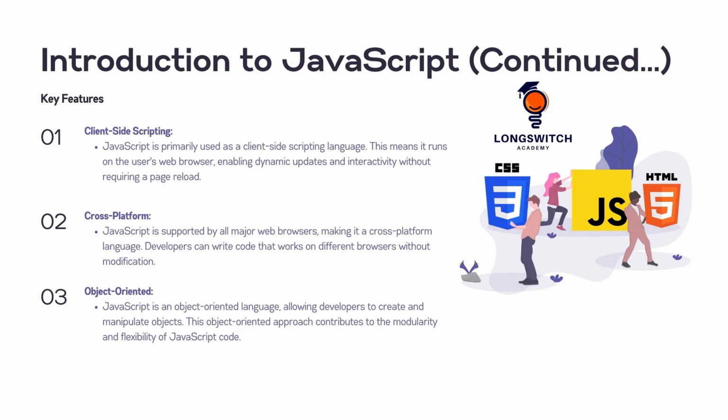The first key feature of the JavaScript is client-side scripting. During the introduction, I had highlighted that the JavaScript is a client-side scripting language, meaning that the JavaScript executes code directly in user's web browser.